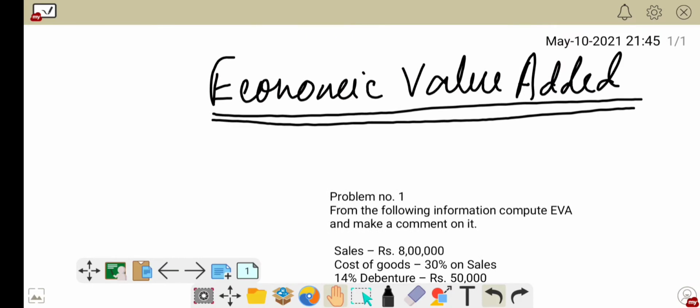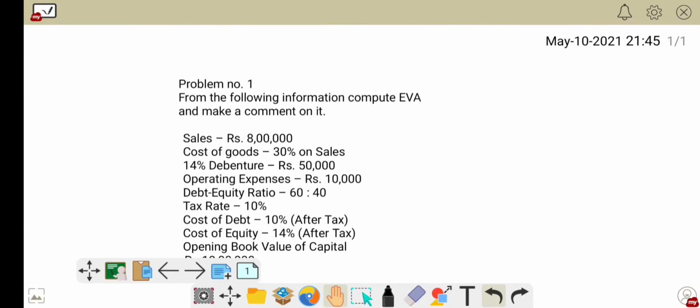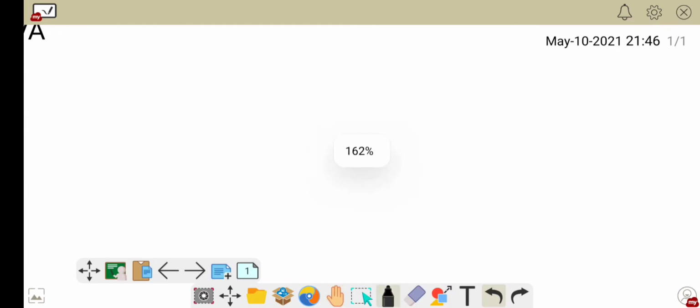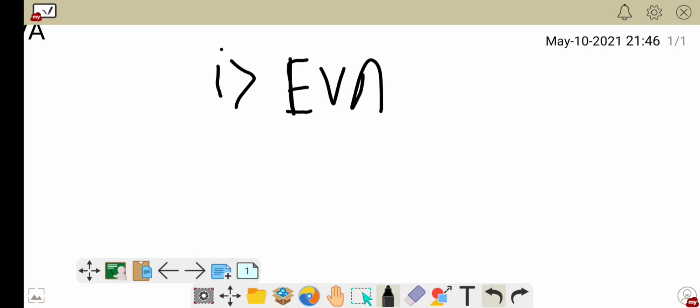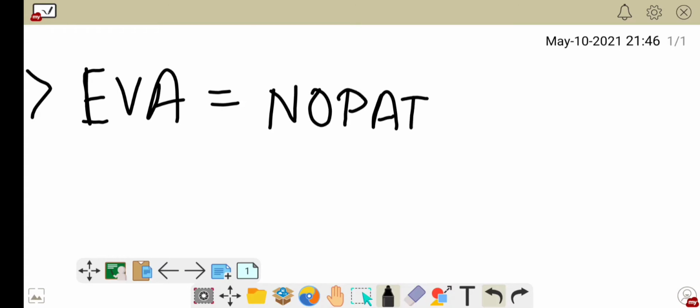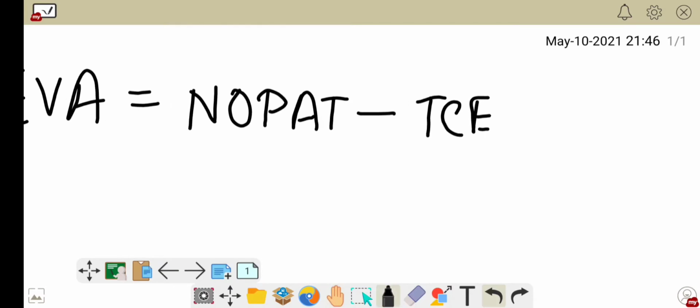In the last video we studied that there are three types of formula to calculate EVA. So let's see whether we remember them or not. The first one: EVA equals NOPAT minus TCE into W multiplied by WACC.